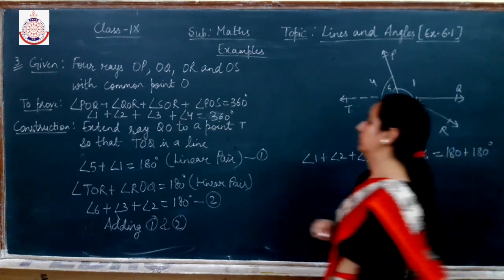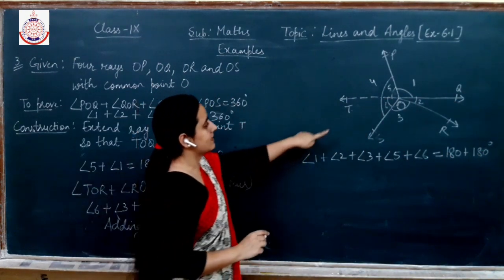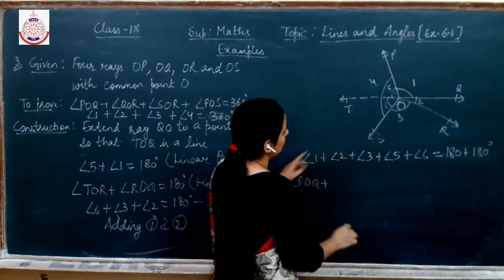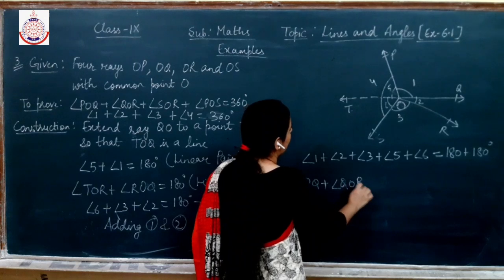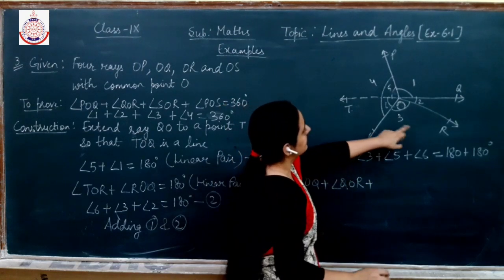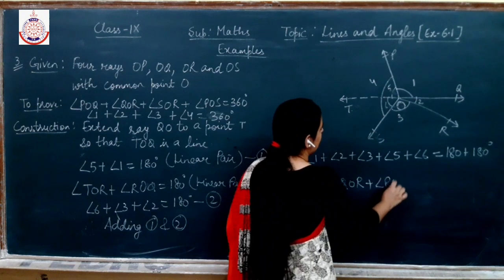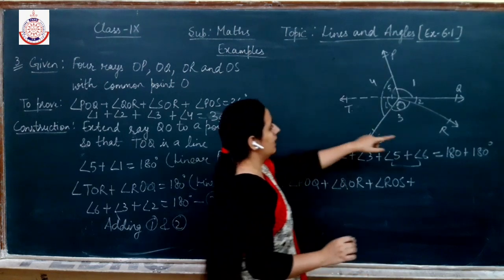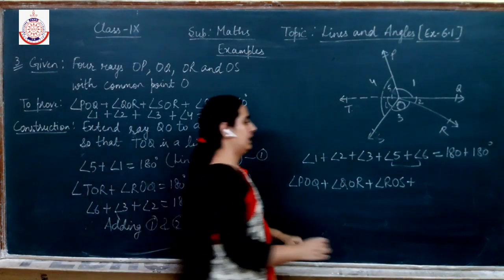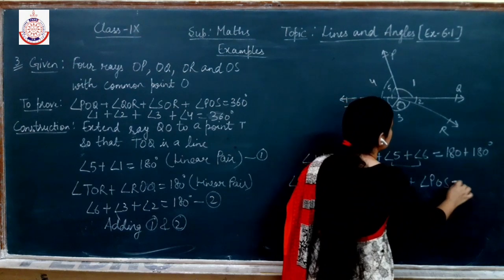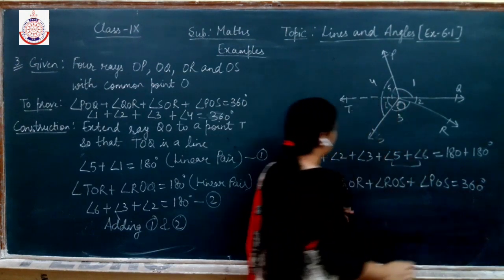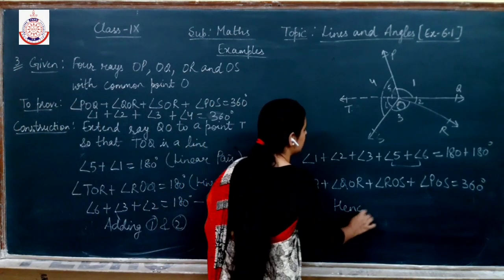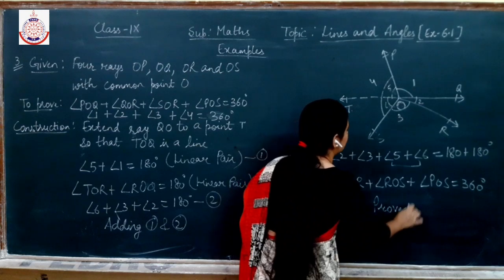Now, you can see here, what is angle 1? Angle POQ. Angle 2 is angle QOR. Angle 3 is ROS. And angle 5 plus 6, they both were making angle 4, so angle POS. Angle POS is equal to 360 degree. This only we had to prove. So this is our result. So we'll write hence proved.